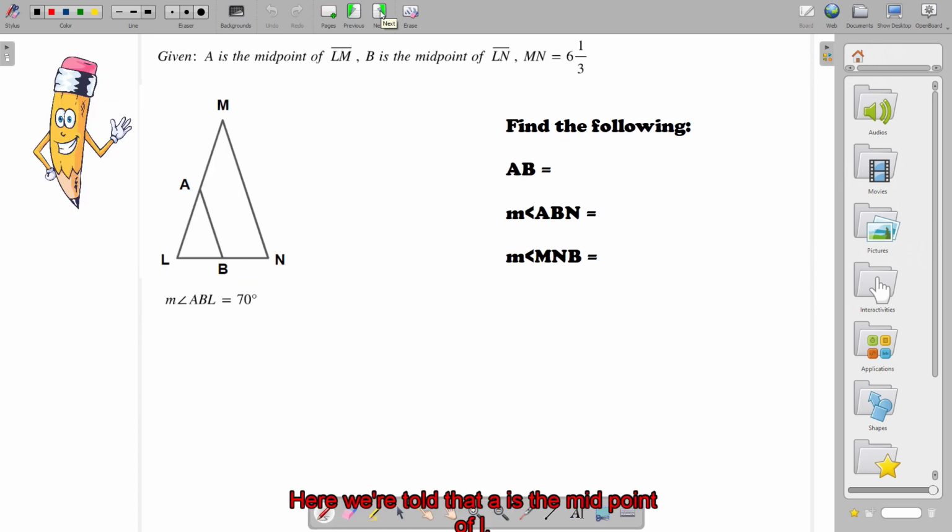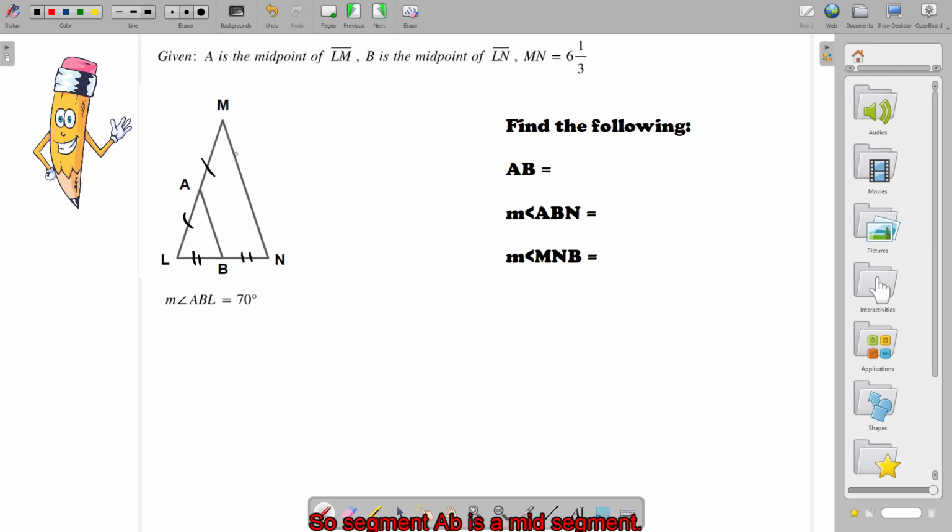All right, here we're told that A is the midpoint of LM, B is the midpoint of LN, so segment AB is a midsegment. AB is half the length of MN. We're told that MN is 6 1/3. We want AB. AB is half of MN. And so AB is what we're looking for.